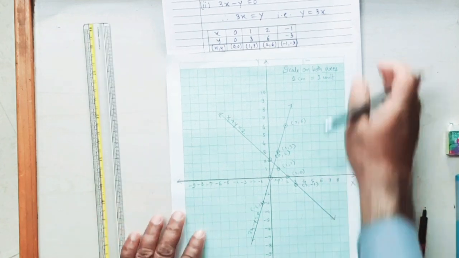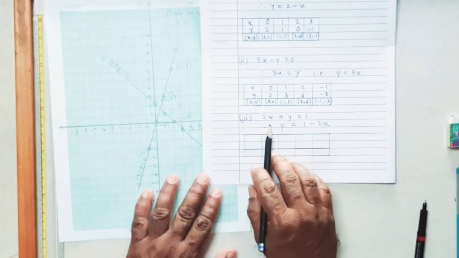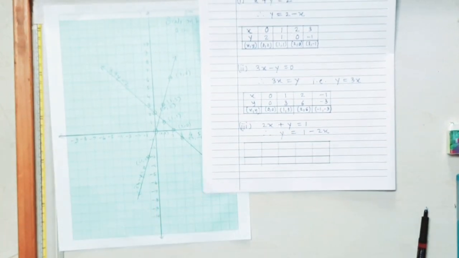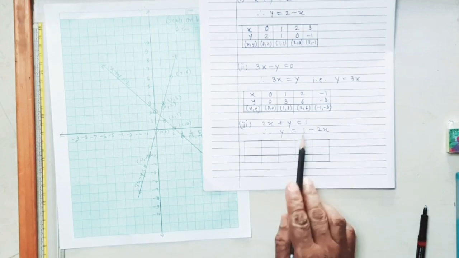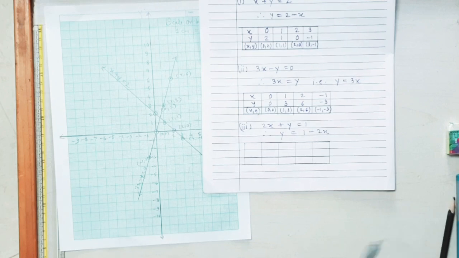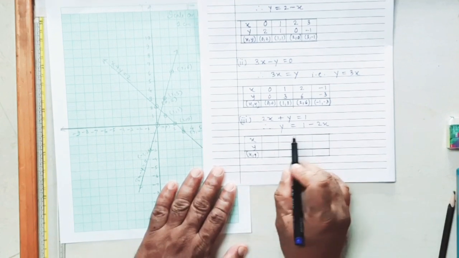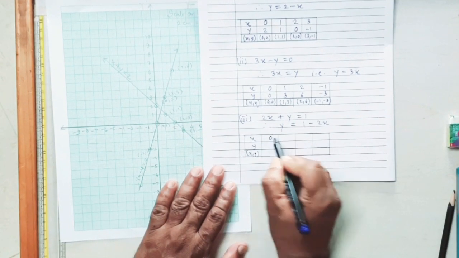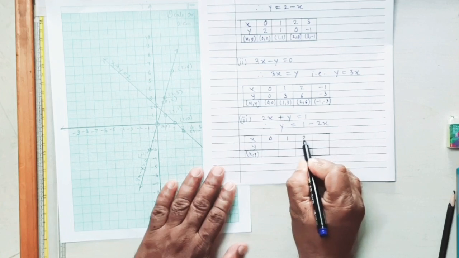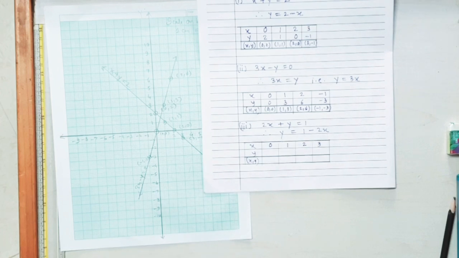Now the third line, 2x plus y equal to 1. Therefore y is equal to 1 minus 2x. 2x will come on the right hand side, it will become minus 2x. Now in the same manner, for the x coordinate and y coordinate, a point we have to plot. So choose 3 values of x: x is equal to 0, 1, 2 and 3. Now find the corresponding values of y.